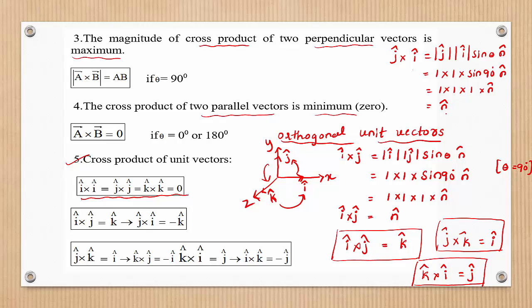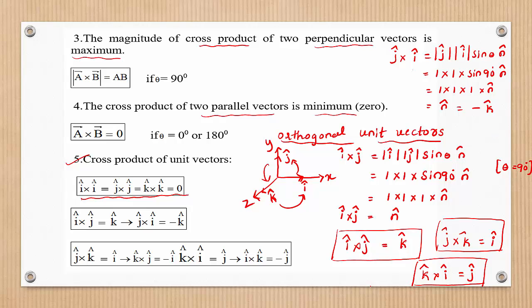So you have to again move the right hand from j to i. When you move your right hand fingers from j to i, your thumb is inward. Inward means it is exactly opposite to the z axis, meaning minus z axis. Here it is outward; when you are moving from j to i, it should be inward. So it is in the opposite direction. So we can write minus k cap. J cross i equals minus k cap.